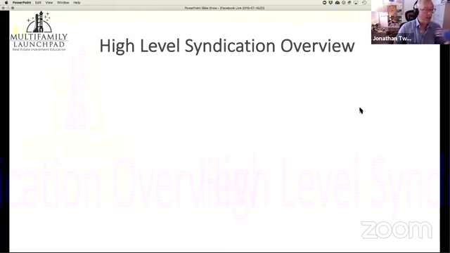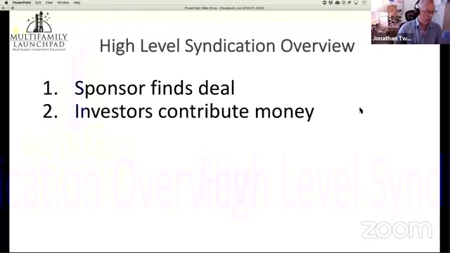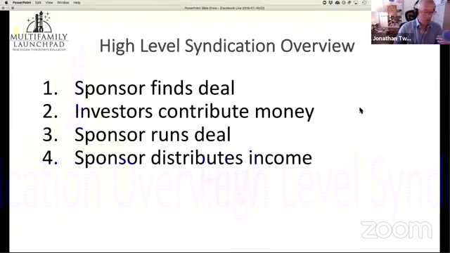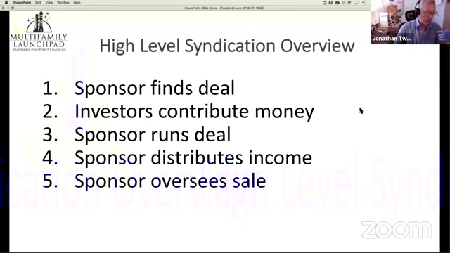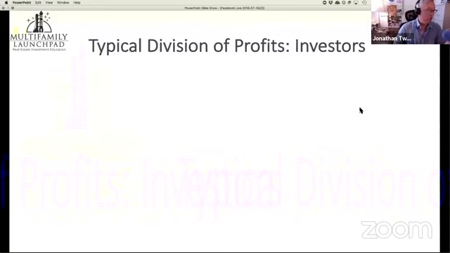Okay, so the high level syndication overview is that the sponsor finds a deal, the investors contribute the money, the sponsor runs the deal for the life of the deal, the sponsor distributes the annual income from the deal, however they do that, whether it's monthly, quarterly, biannually, annually, however that's done. And then the sponsor oversees the sale at the end of the holding period, and the sponsor distributes the sale profits to the investors. So obviously very, very high level, okay?